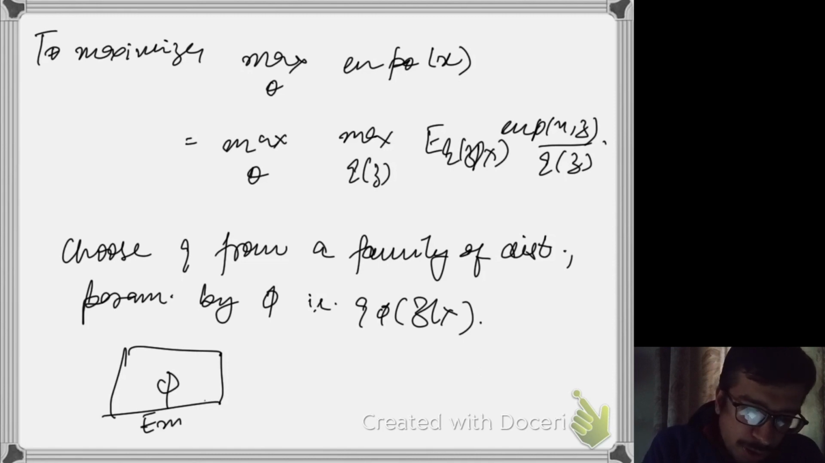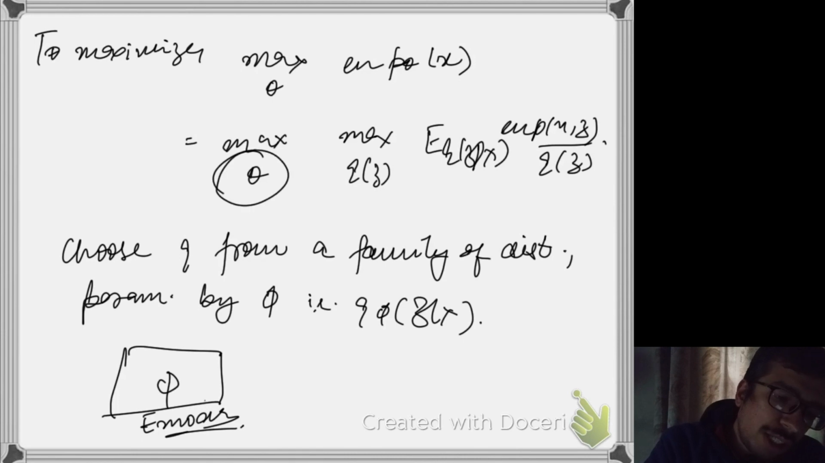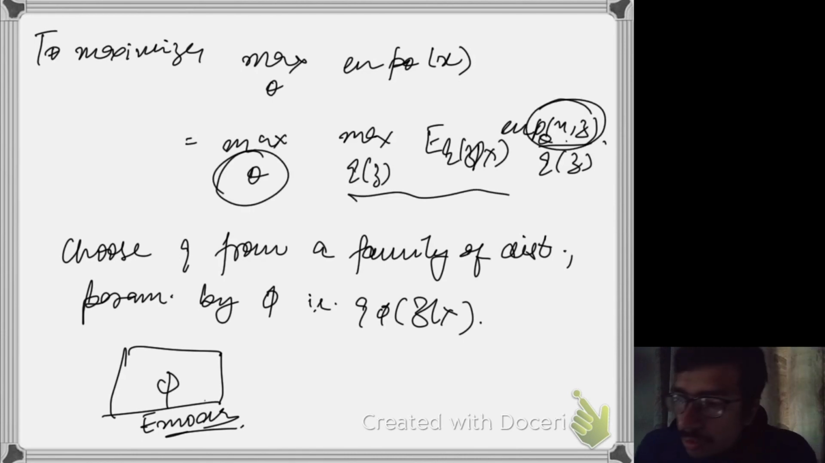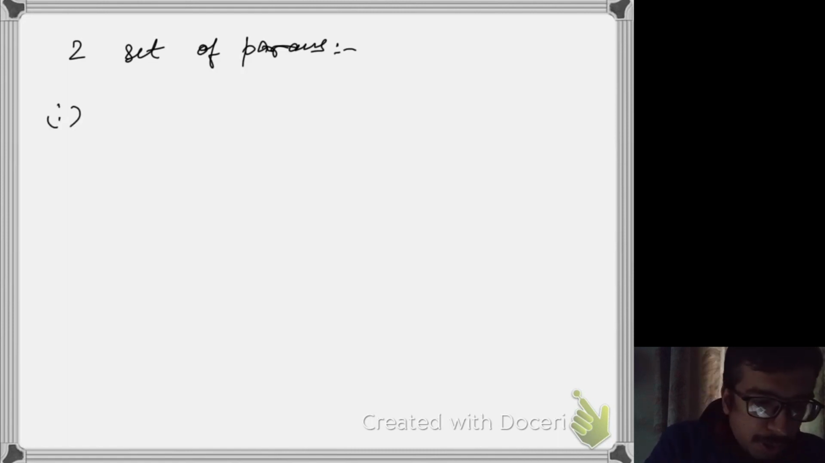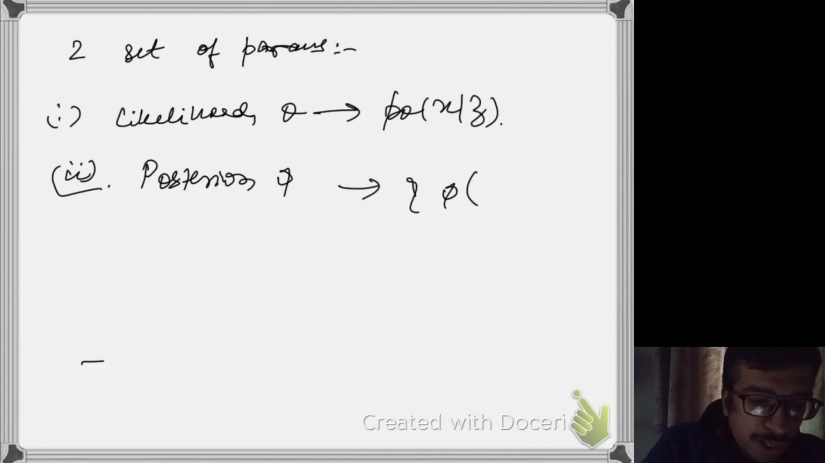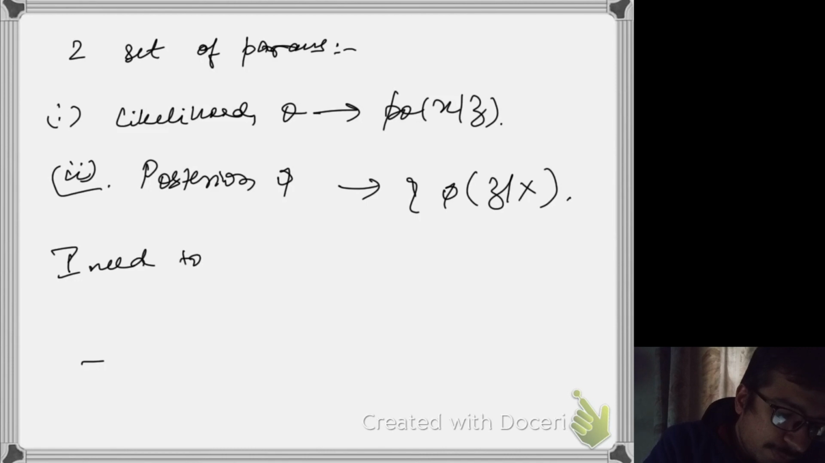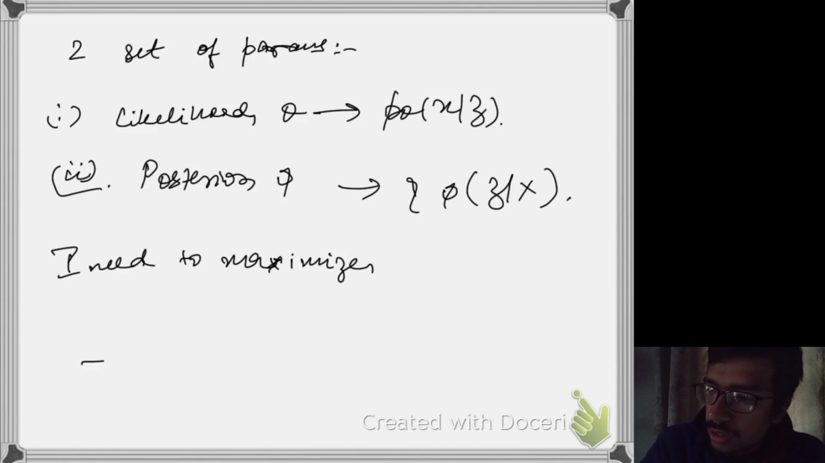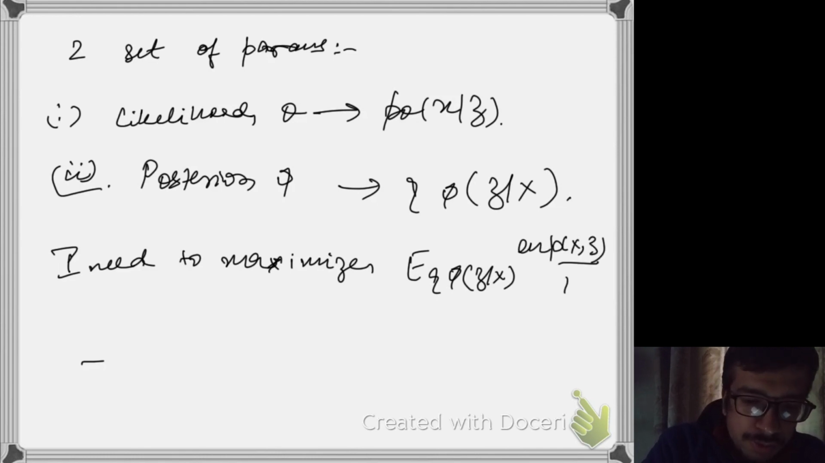Overall this gives us two sets of parameters. One is the parameters theta, which are in this p theta of x comma z, the parameters for the likelihood, p theta of x given z. The other is the parameters for my posterior, which happen to be phi. These define my distribution q phi of z given x. And overall I need to maximize the expectation over q phi of z given x of log p(x,z) by q(z).